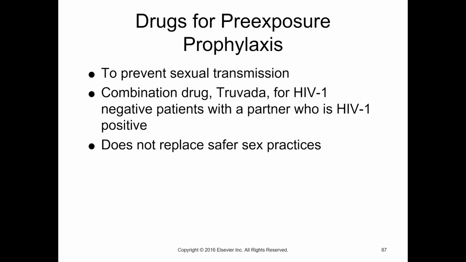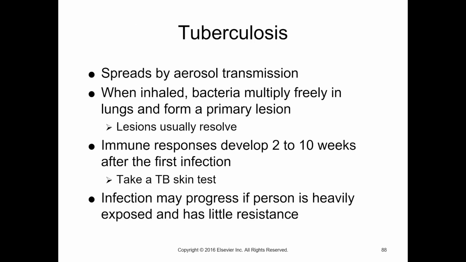There are also drugs used for prophylaxis to help prevent sexual transmission. One of the most common is Truvada, and it's for HIV-1 negative patients to take if they have a partner that is HIV-1 positive. Again, these do not replace your traditional STD, STI based practices to prevent the spread of infection, and testing at a regular point is suggested.